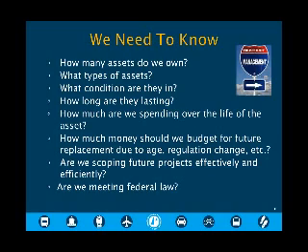You can see what types of assets, what condition they are in, how long they are lasting, how much we are spending over the life of the asset, how much money we should budget for in the future, are we scoping future projects effectively and efficiently, are we meeting federal law? That one's kind of a big one.